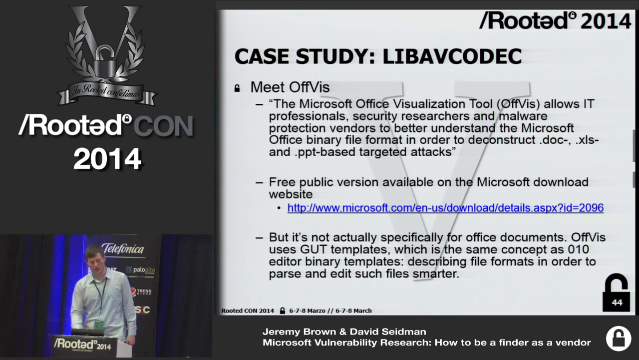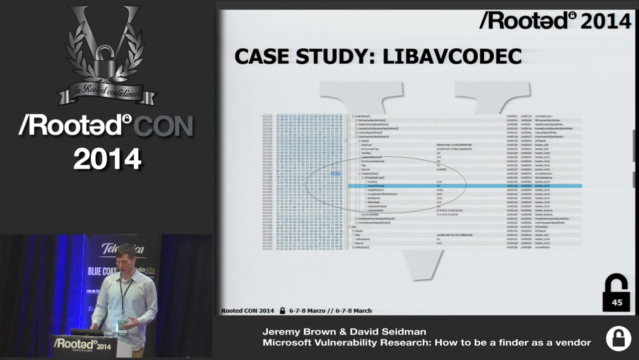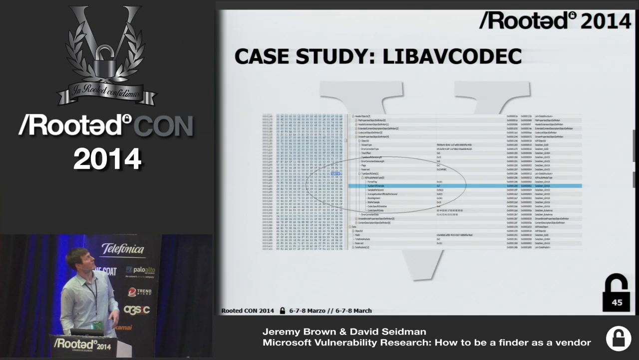There's a free public version on the Microsoft website. And at Microsoft we use it, and you can create your own templates. So if people want to describe a file format, send the template around, and load it up in Offvis, and now we can actually see what the value is, what's changing in the program. So again, not sure how much you can see this.